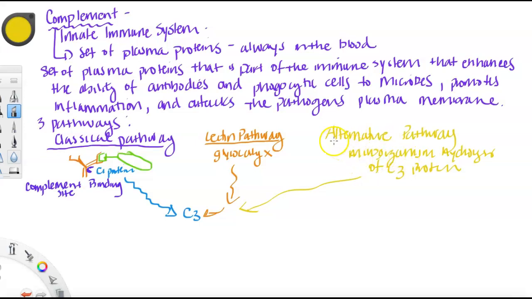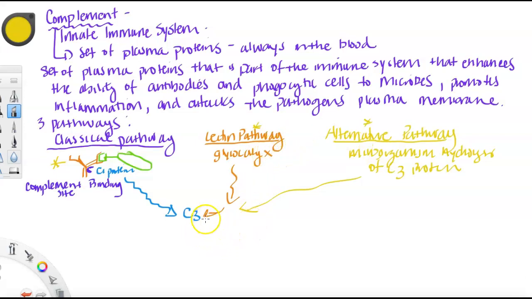I'm not going to ask you specifically those questions there. You need to know the classical pathway starts through an antibody. It is antibody mediated. These two are not. You should know that. Okay. This one utilizes the glycocalyx. This one is just direct. That's about all you need to know there.